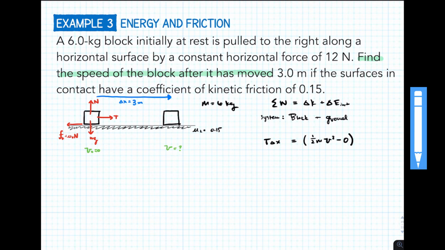And then our change in internal energy, well that's going to be our frictional force times delta x, okay? So that's work, but it's inside the system. So it's the internal work, okay? So what are we solving for here? V final. Yeah, V final. So we're going to just do some algebra. So this is T delta x equals 1/2 mv squared plus friction delta x.